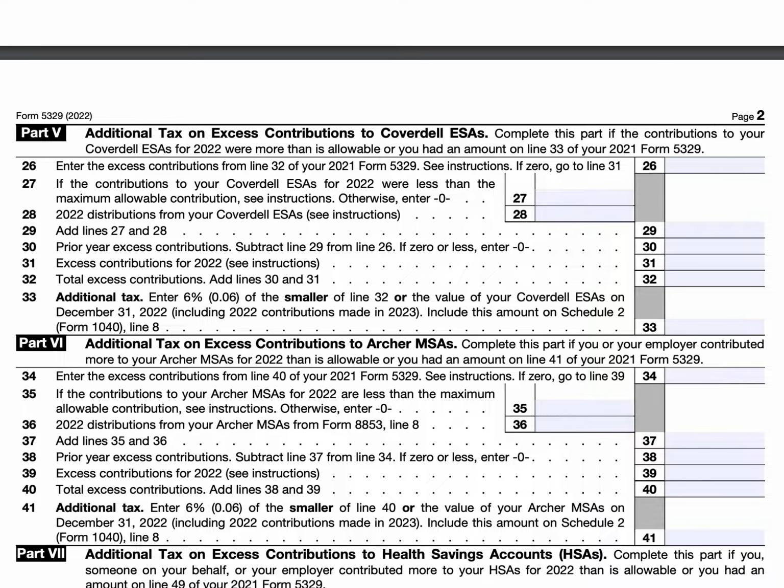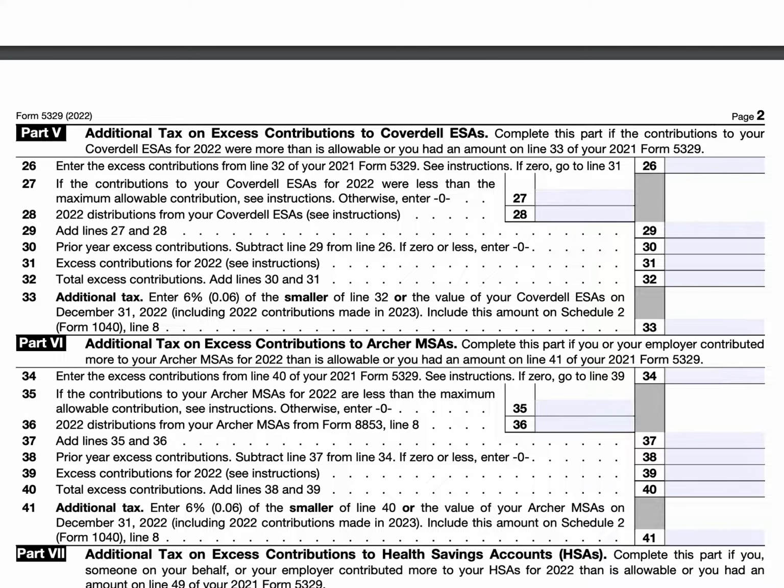For Part 6, you will calculate the additional tax on excess contributions to Archer MSAs. Complete this part if you or your employer contributed more to your Archer MSAs than is allowable, or if you had an amount on line 41 from last year's Form 5329. In line 34, you will enter the excess contributions from line 40 of your previous year's 5329. For more details, see the instructions, and if this number is 0, go directly to line 39.